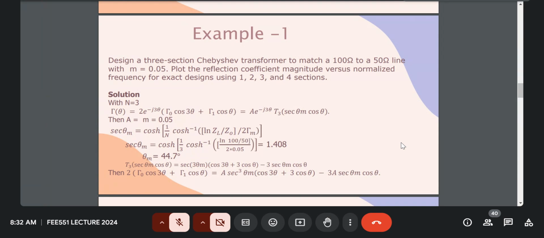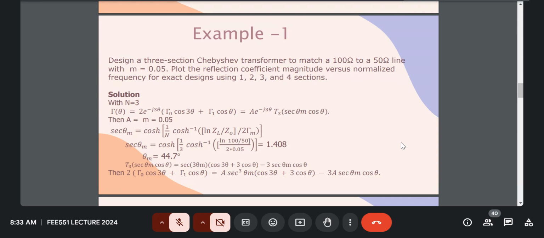So we have an example for a design. Design a 3-section Chebyshev transformer to match a 100 ohm load to a 50 ohm line with Γm equal to 0.05, and plot the reflection coefficient magnitude versus normalized frequency for exact designs using 1, 2, 3, and 4 sections. So we begin with noting that the number of sections we have is 3.